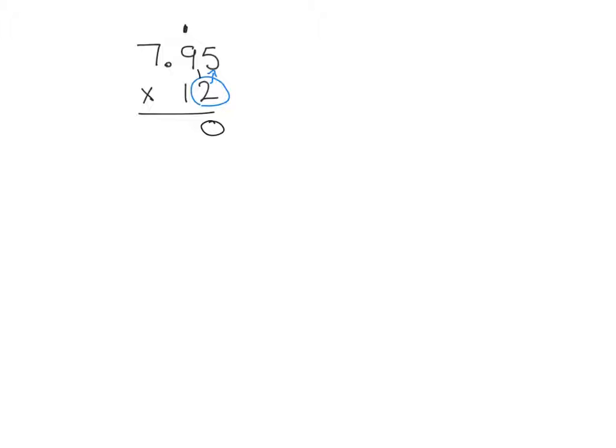Then we do 9 times 2, which gives us 18. Don't forget the extra 1, so that makes it 19. So we're going to put the 9 down there. We had an extra 1 because it was 19, so we're going to put it up above here. Then 2 times 7 gives us 14, and the extra 1 is 15, so we'll write both these numbers down here.